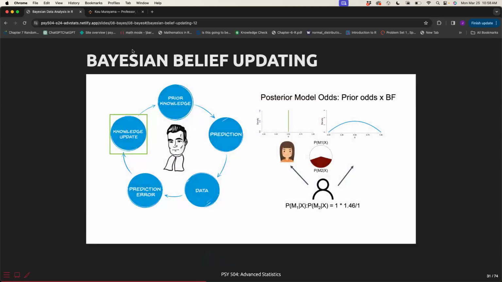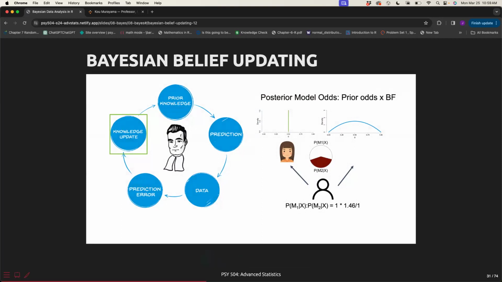All right, so how much do we update our beliefs by? We can update our beliefs by calculating what are called the posterior model odds. The posterior model odds is basically just prior odds, so what we believe before we see the data, times our Bayes factor, which is what the evidence is after collecting data, right? So we just take those two things and multiply them, and we have our posterior model odds here.